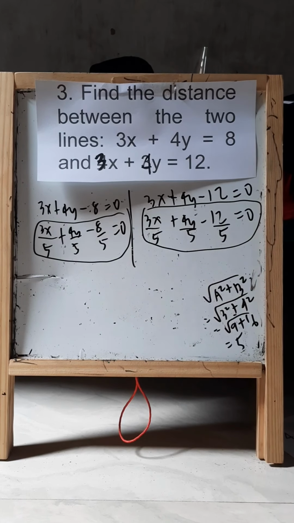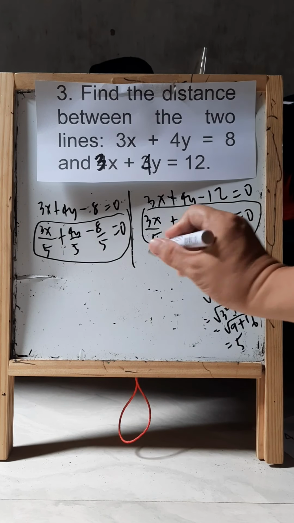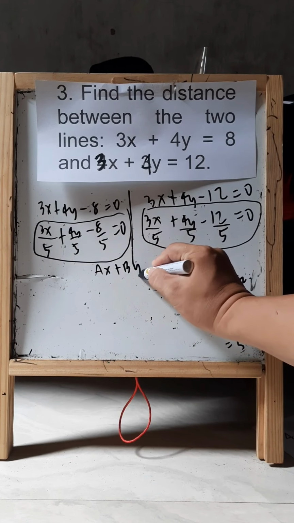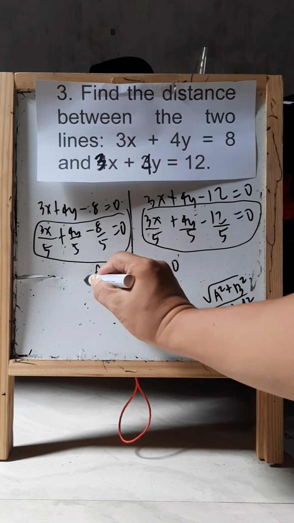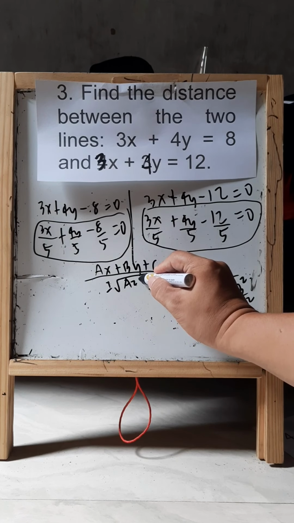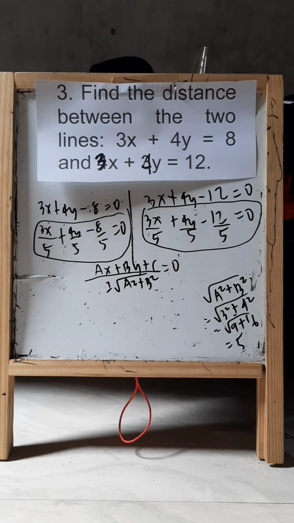The denominator is positive. Why? Because c is negative. So where did we get that equation? From Ax plus By plus C all over positive or negative square root of a squared plus b squared equals 0. So how can we solve the distance between these two lines?